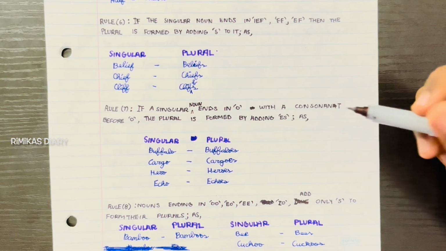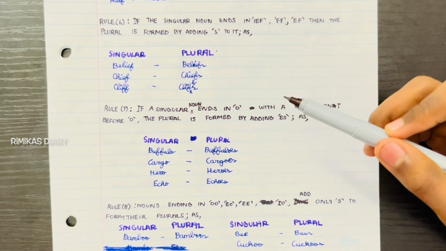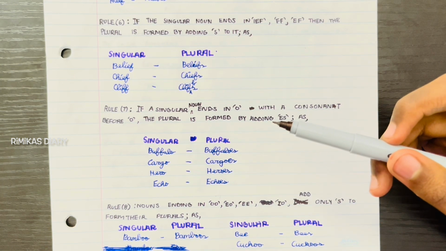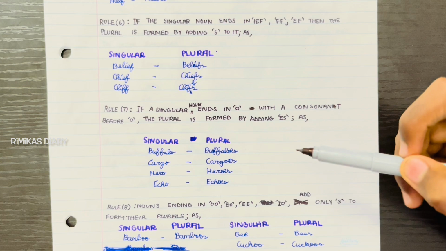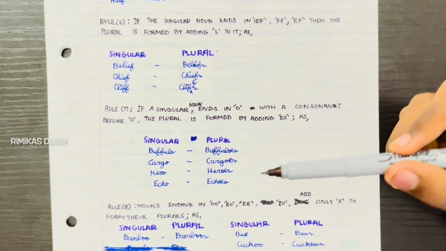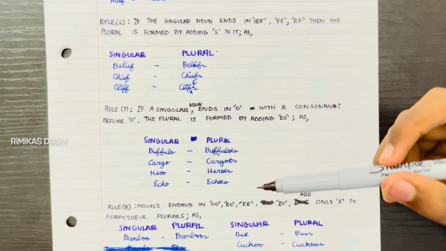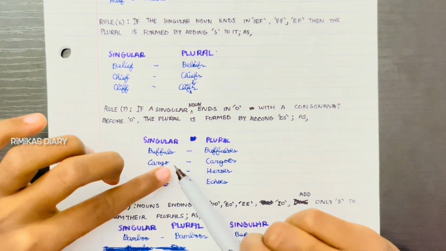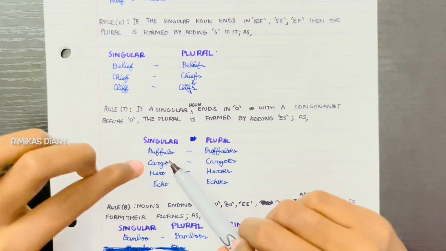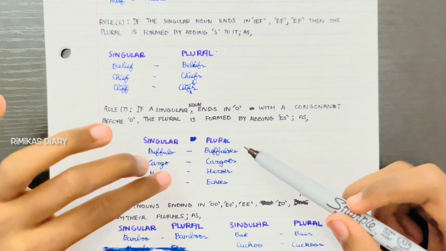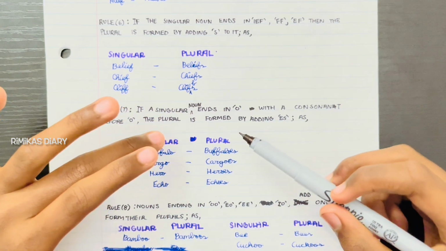Rule number 7. If a singular noun ends in O with the consonant before O, the plural is formed by adding es. As example, buffalo, buffaloes, cargo, cargos, hero, heroes, echo, echoes. So buffalo ended with O, and before O there's a consonant which is L, so we're just adding es at the end for the plural form.